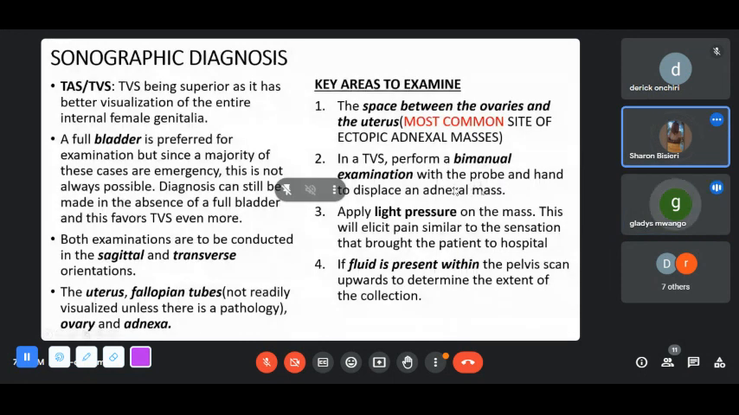Yes. And again, you do it very gently and very slowly, because if you make rapid movements, you might struggle more than you need to in doing the TVS. But again, practice really helps.